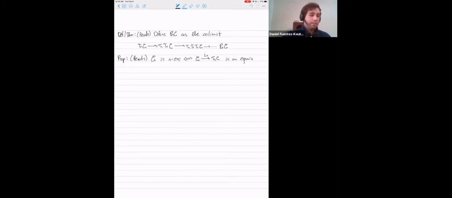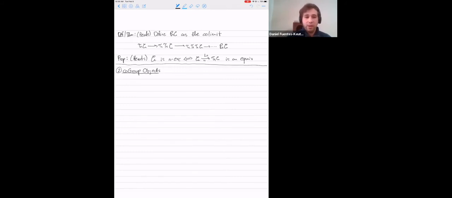Okay. So now I want to switch focus for a second and talk about cogroup objects. And so really what I need from this first section is this construction of Pn of C and this last proposition that I stated, that n-excisive functors or n-excisive categories have this property that this Ln map is an equivalence.